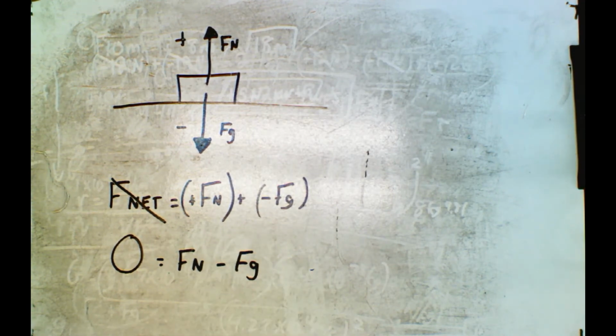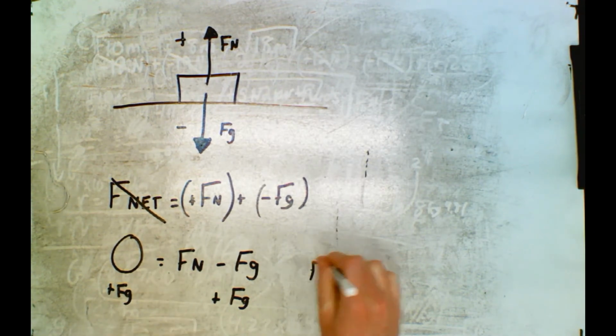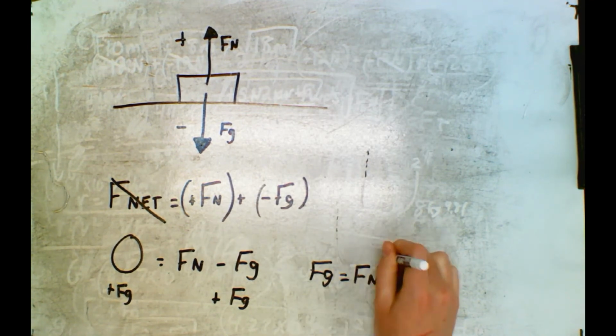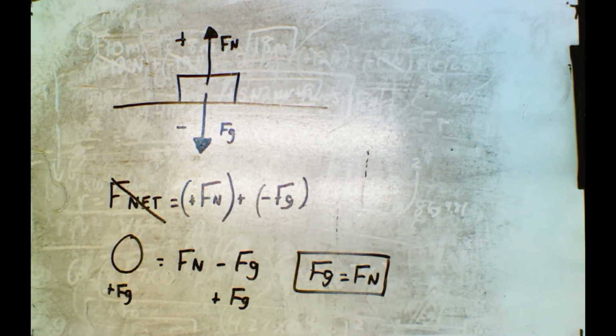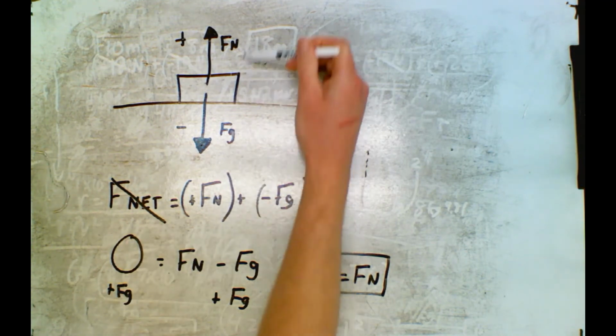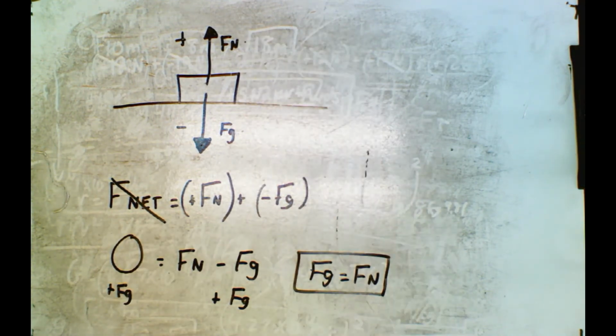Right? So if I have 0 equals force normal plus minus, so I can just write minus force of gravity like that. Same idea. And I rearrange this equation, so I move force of gravity to the other side by adding a force of gravity to each side. What I end up getting is force of gravity is equal to force normal. That's what I'll always get when my FNet is 0. If my FNet is 0, these two forces have to cancel out, so they're always going to equal each other. Okay.